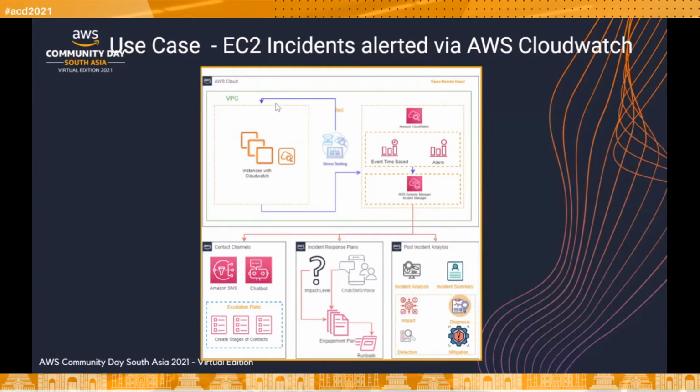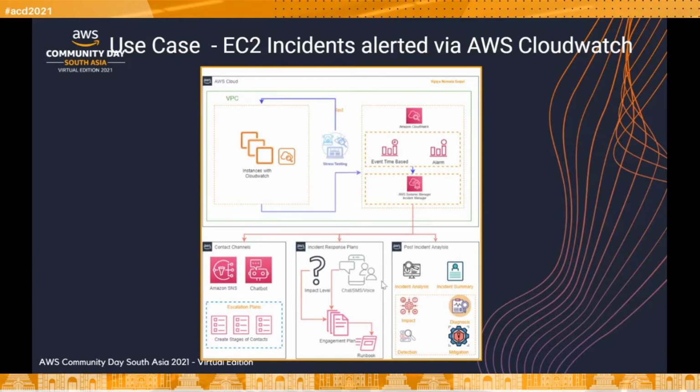So now we have this use case here. We are on cloud and VPC, and the instances are CloudWatch enabled. On applying some stress test on these instances, what happens is, when you have CloudWatch integrated with your EC2, you can create an alarm that will trigger AWS Systems Manager's Incident Manager. This way, on any mishappenings caused on those EC2 instances, with the help of EC2 alarms, you will be able to trigger the incidents.